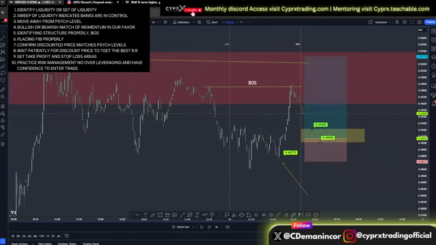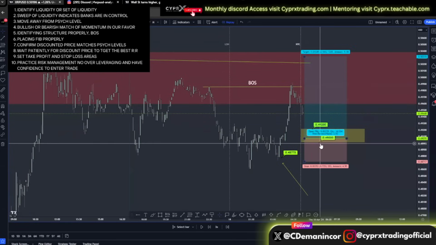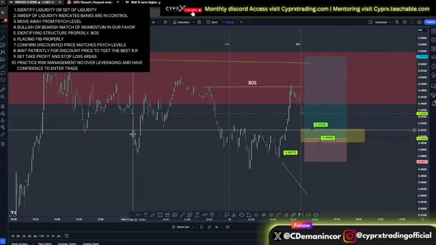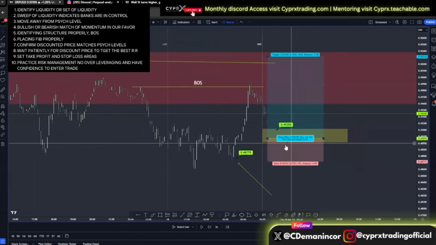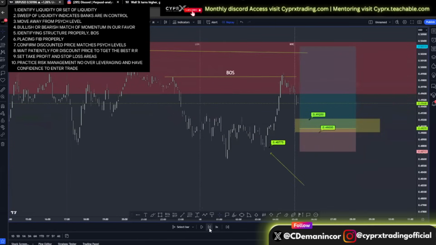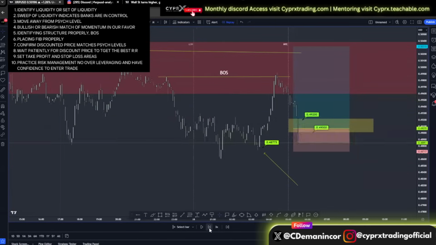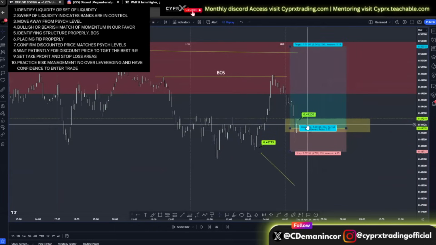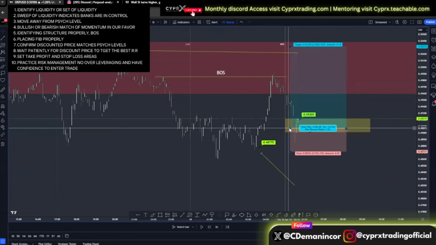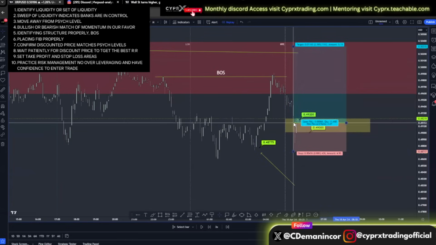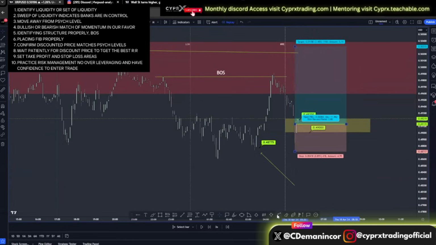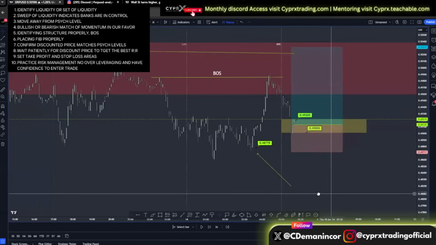Absolutely. This should now lead you to number 10. Risk management: no over leveraging, not getting ahead of yourself, allowing the market to humble you, not being greedy, and then having the confidence to enter the trade once price comes down into discount. And boom, sure enough, price came down into our discounted area, tapped into 49 cents. I believe I actually entered the trade at roughly around 49,150, so roughly here with the buy limit.